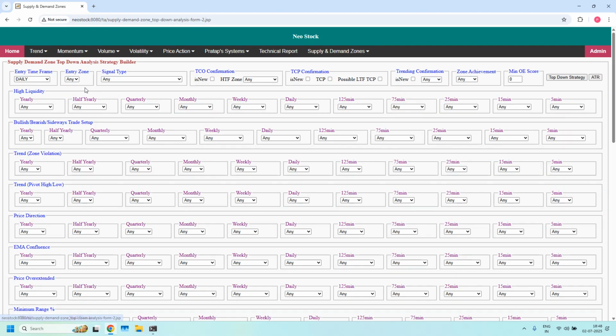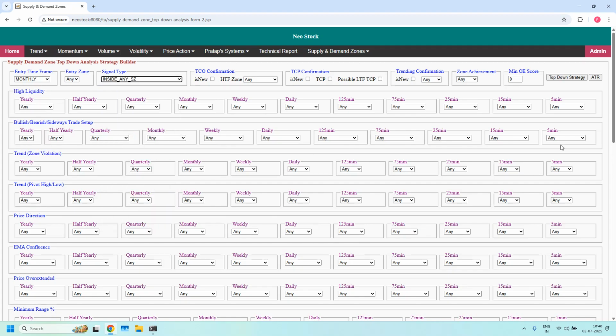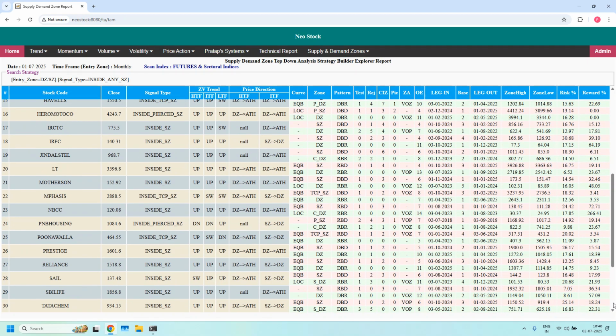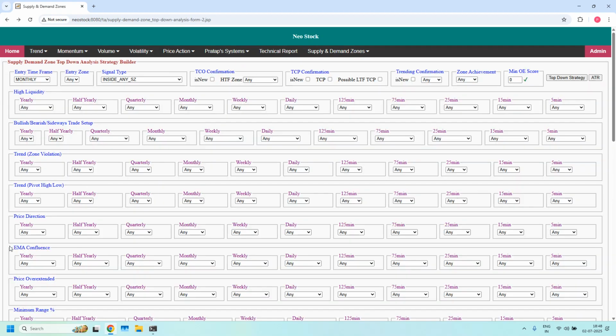Okay, next, price closed inside the monthly supply zone. First 15 stocks in the list. Scrolling the list down. 37 stocks are filtered. We can further filter based on EMA on the monthly.